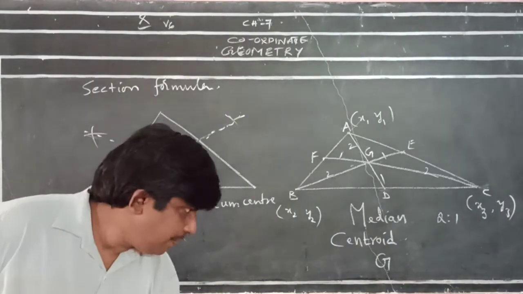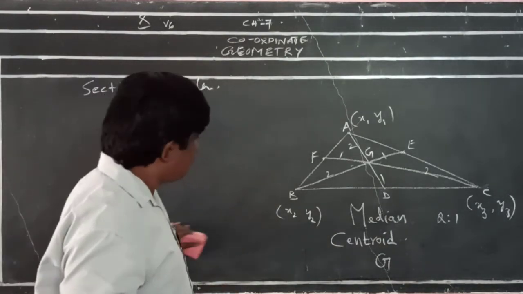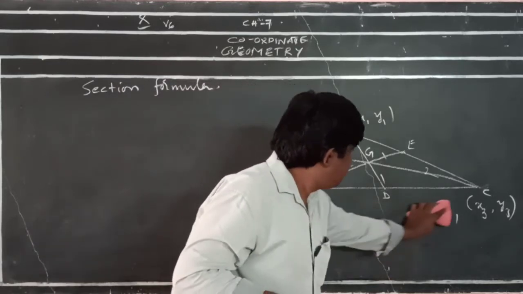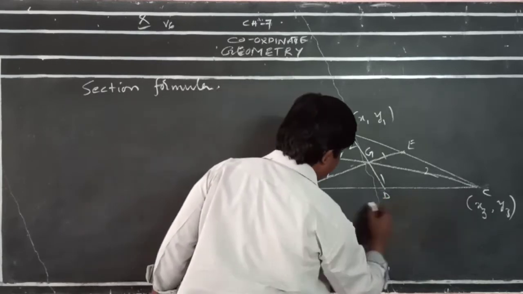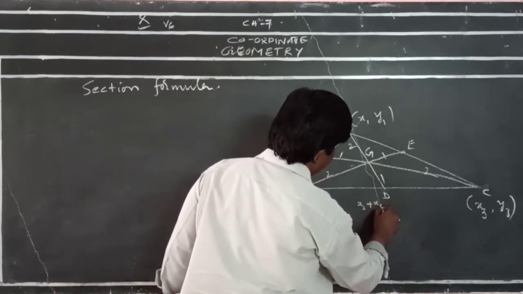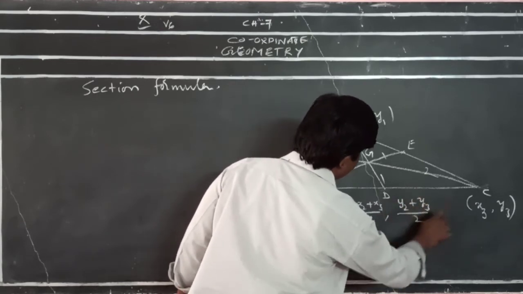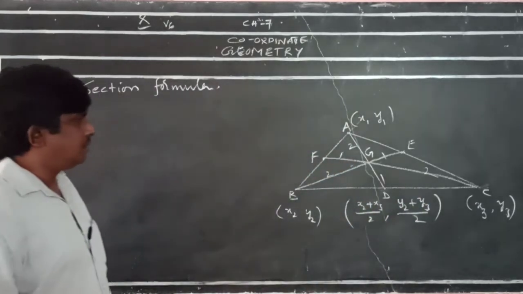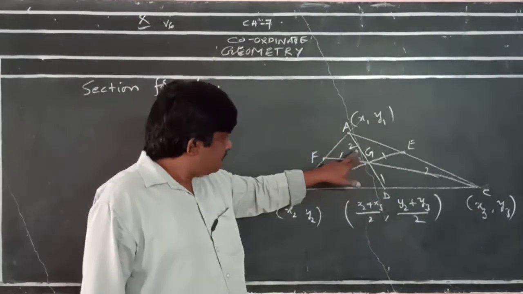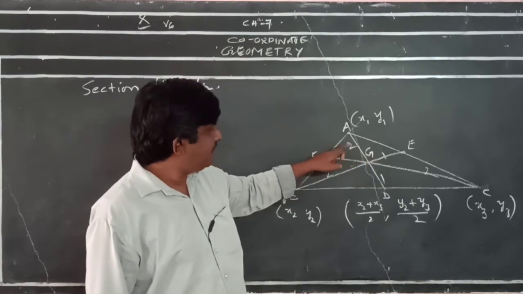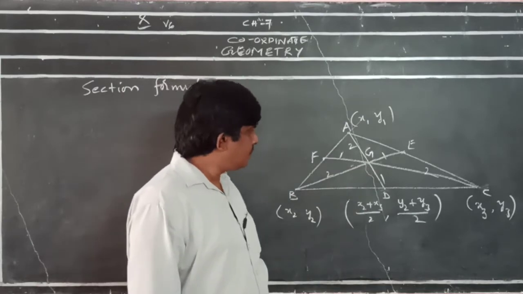So what is the midpoint of BC? It is clearly this plus this by 2, that means x2 plus x3 by 2 and y2 plus y3 by 2. So I have the line segment AD. In that, point G is dividing this AD in the ratio of 2:1.